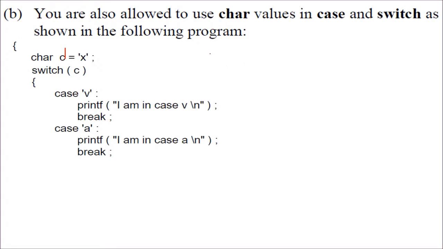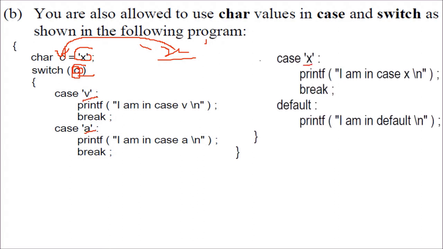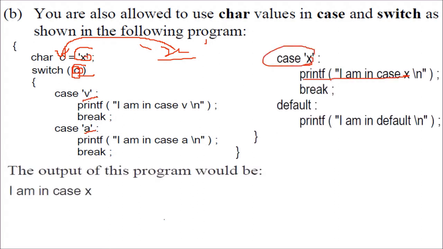By virtue of character being the ASCII representation of the value which is understood by the computer, the character is essentially treated as integer only. So we have this value. There is a restriction that this value can only be an integer expression. Now this is an integer expression. When you put single quotes around x, this x will give you output as the ASCII value. Now this ASCII value is compared with the ASCII value of v, ASCII value of a, ASCII value of x. And since this x matches with this x, this line will be printed: I am in case x. So this will be the result.